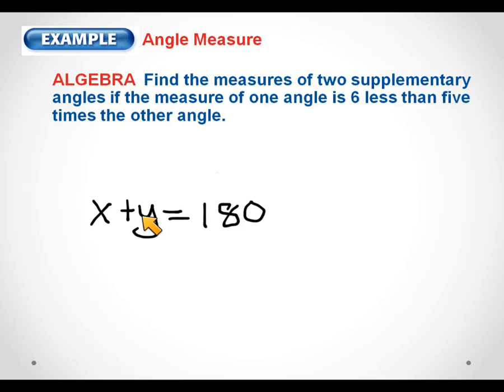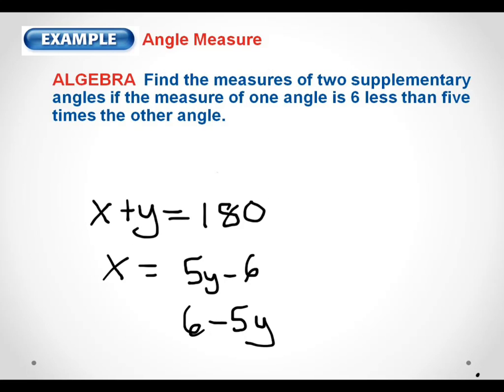I need another equation. The other equation is going to come from here. One angle is 6 less than 5 times the other. So let's say my one angle is x, and it says x is, so I should write x equals 6 less than 5 times the other. So it's either going to be this or it's going to be this. Which of these is 6 less than 5 times the other? Top or bottom? This one, right? This is 6 less than 5 times the other, so it's going to be equal to this.